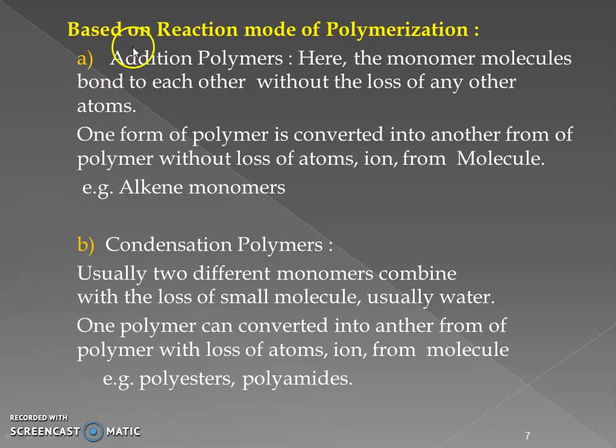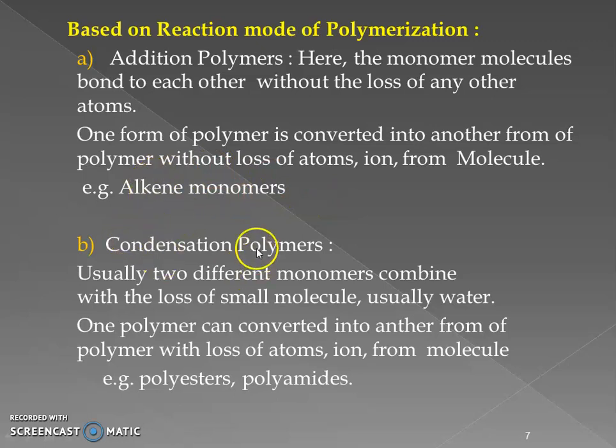Then classification based on the reaction mode of polymerization. The first one is the addition polymer. Here the monomer molecules bond with each other without the loss of any other atom. So in the polymerization reaction there is no loss of any molecule. Examples are alkene monomers.